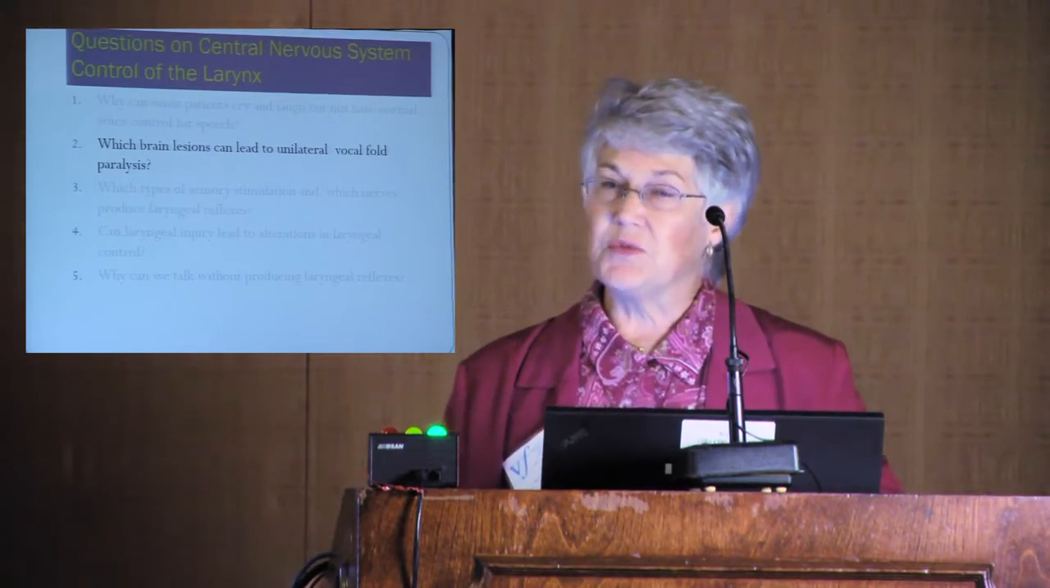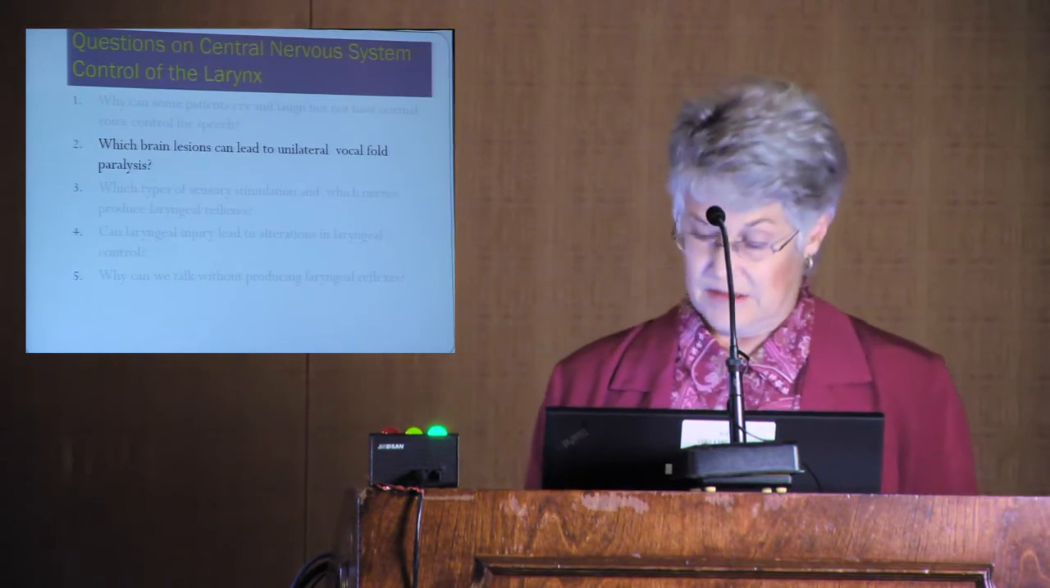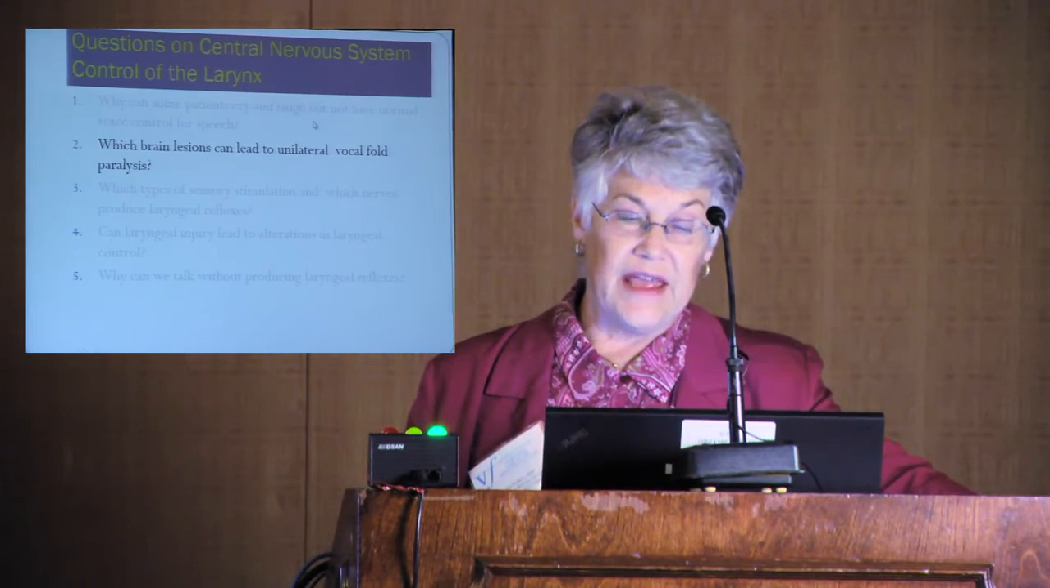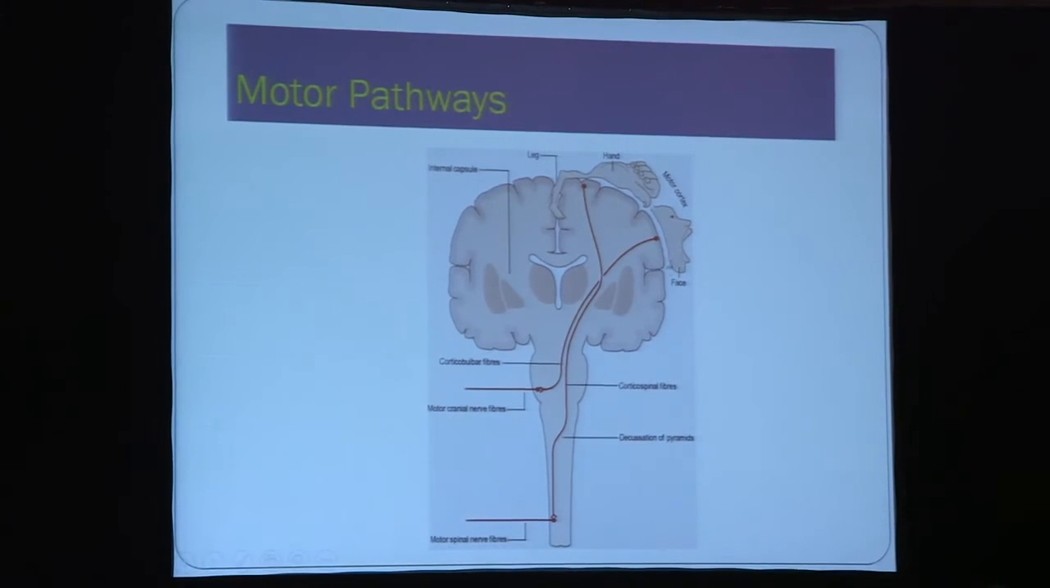What brain lesions will give us unilateral vocal fold paralysis in the larynx? Well, let's first of all look at the hand and the face representation, and the laryngeal muscles are down at the bottom of this motor strip. And all of these cross over in the midline in the brain stem, and so you do have a contralateral output from the ipsilateral stimulation.